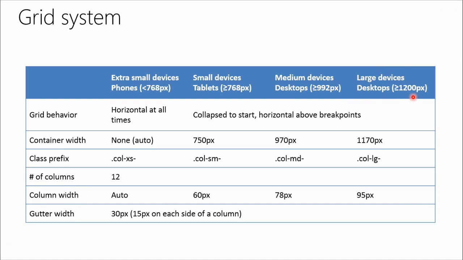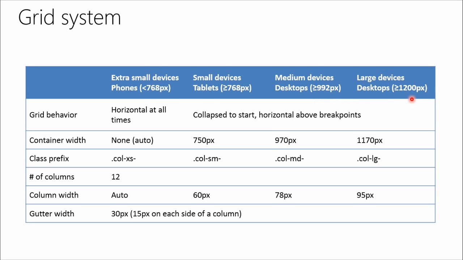If I say for 1200 pixels or greater, then I'm in a large device width, so anything with this class will apply. If I've got a medium device width, which is anything greater than or equal to 992, that's going to include large device width, then I've got medium, col-md. And then here, small and extra small. So these are called breakpoints: I've got 768 pixels, 992, and 1200.